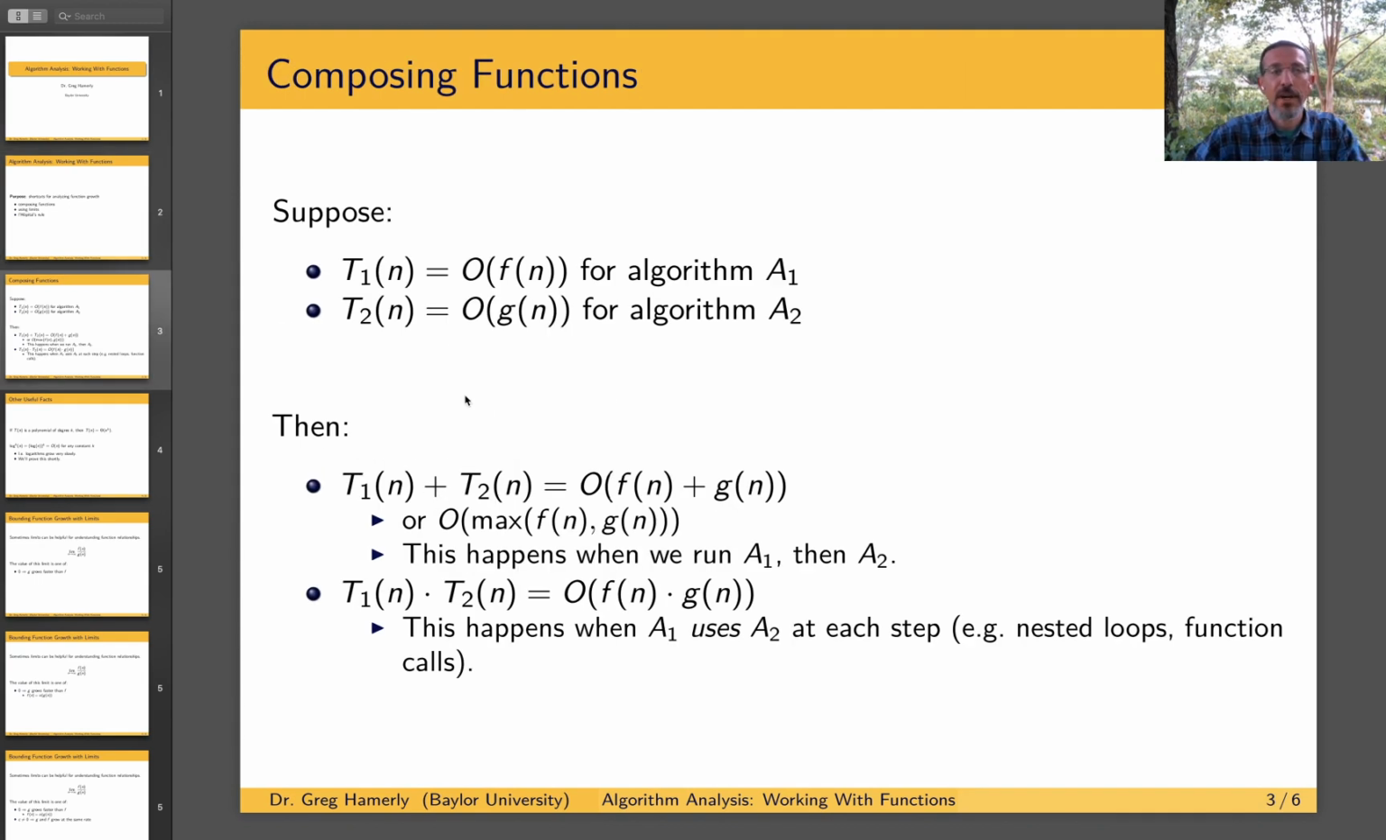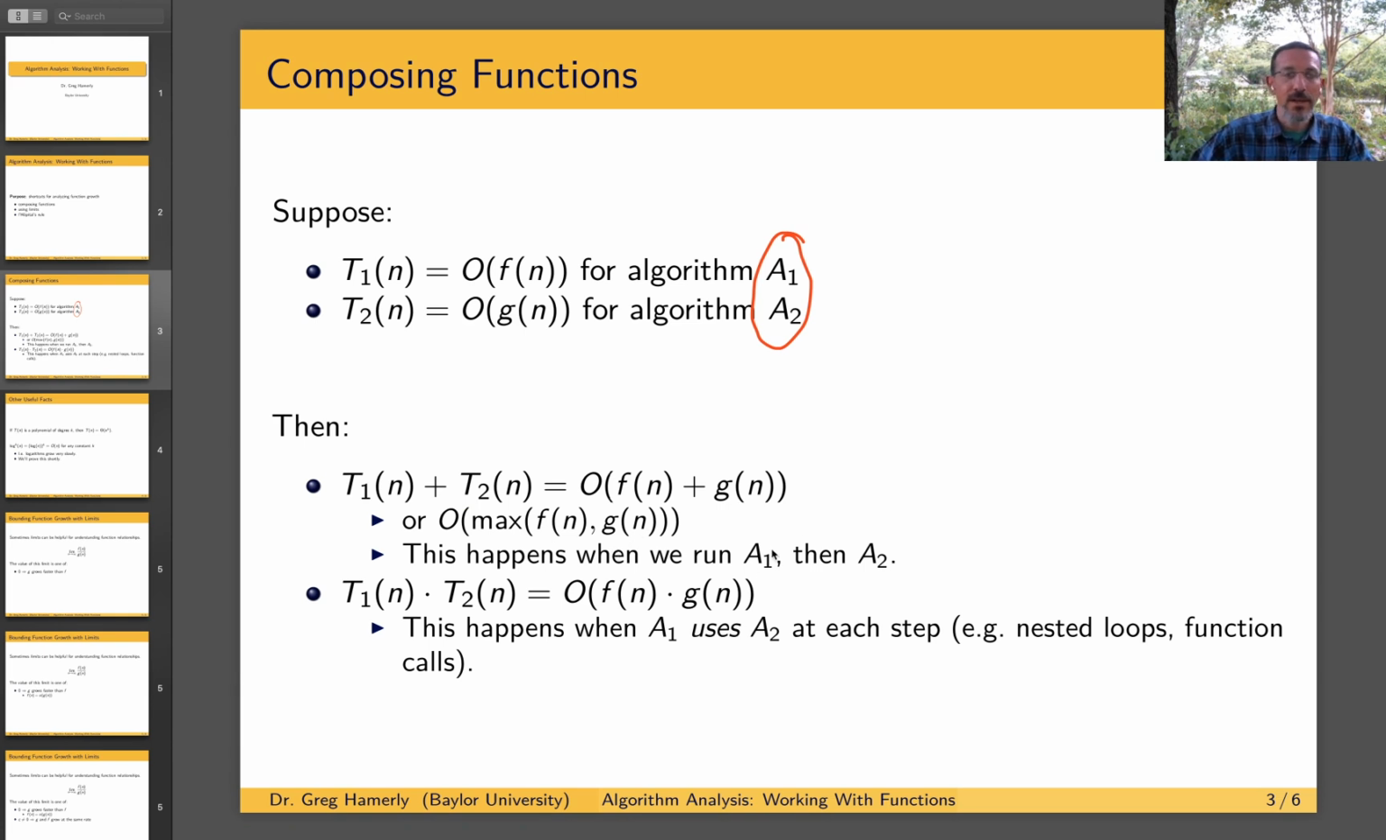So the first thing that we want to talk about is, suppose that we have two algorithms, algorithm A1 and A2, and they have running times T1 and T2, which are upper bounded by f of n and g of n, respectively. So algorithm A1 is big O of f of n, algorithm A2 is big O of g of n. Then suppose that we have the running time of the two of them together added. T1 plus T2 is equal to big O of f plus g of n. Or perhaps if one dominates the other, the max of f or g of n, the larger of the two.